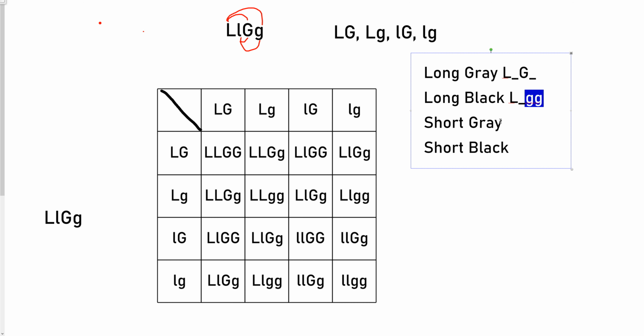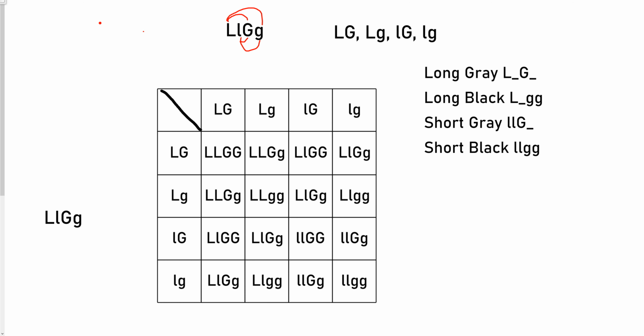For short gray, we're looking at little l, because that's how we get short. And then for gray, we need a big G, and we don't care about the other allele. And then for short black, the only way to do that is to have recessives for everything. So now that we've done that, I'm going to start color coding these.